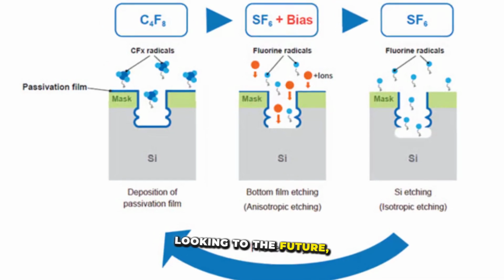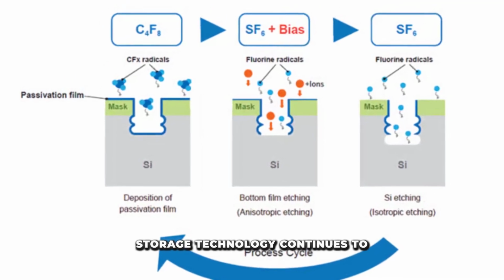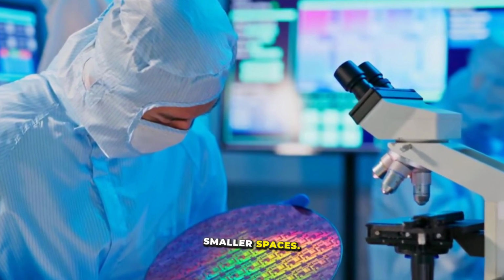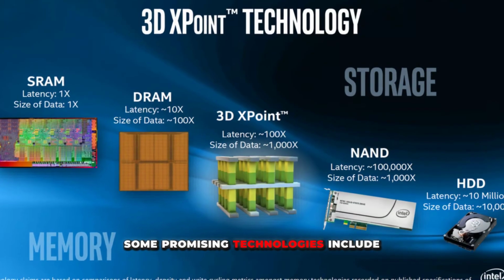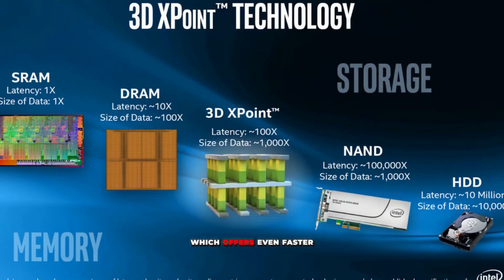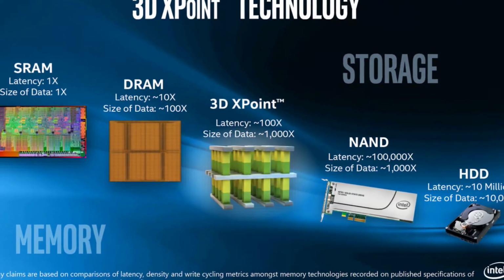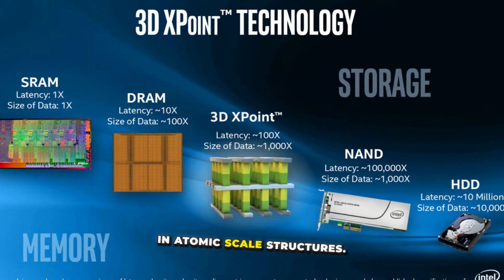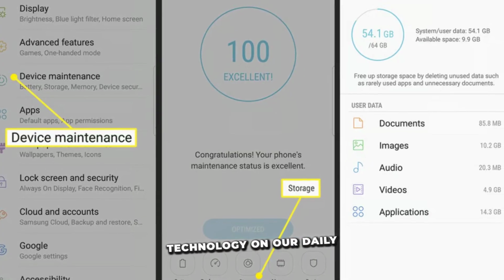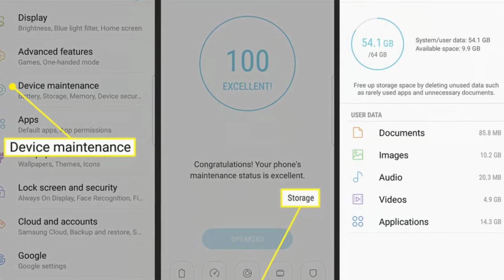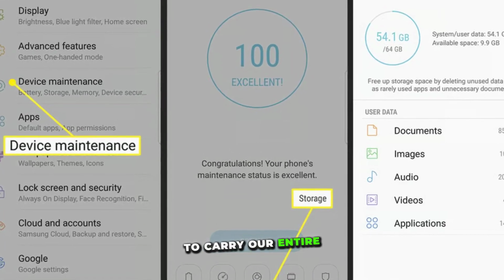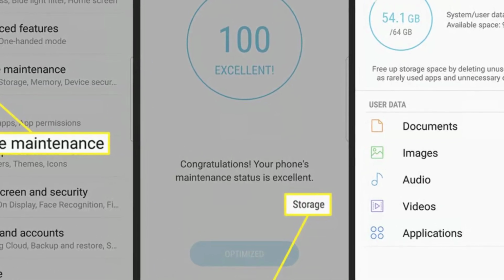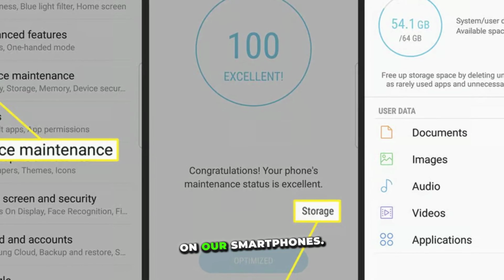Looking to the future, storage technology continues to evolve. Researchers are working on new ways to pack even more data into smaller spaces. Some promising technologies include 3D X-point memory, which offers even faster access times, and quantum storage, which could potentially store massive amounts of data in atomic-scale structures. The impact of this technology on our daily lives cannot be overstated. It's what allows us to carry our entire music library in our pocket, store thousands of photos and videos, and run complex applications on our smartphones.